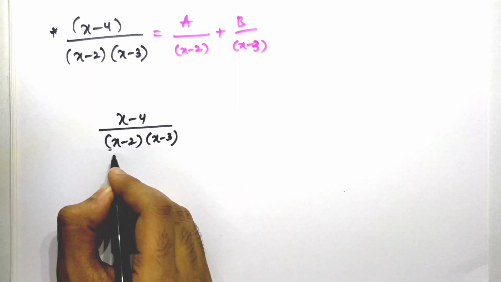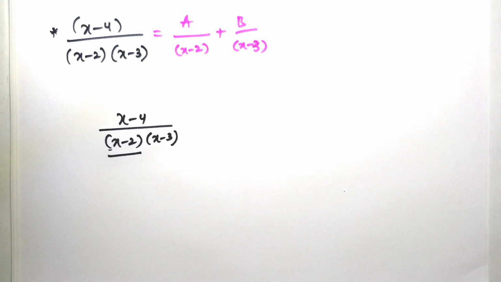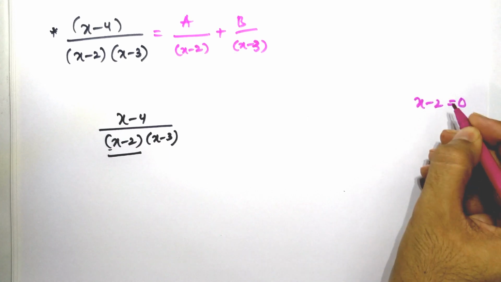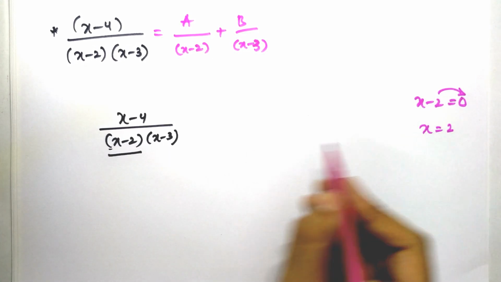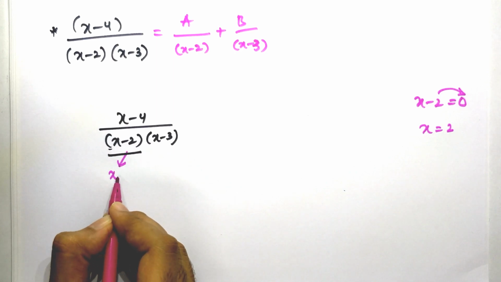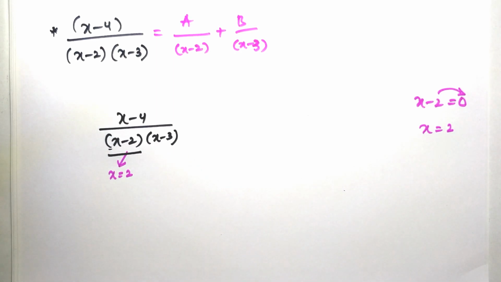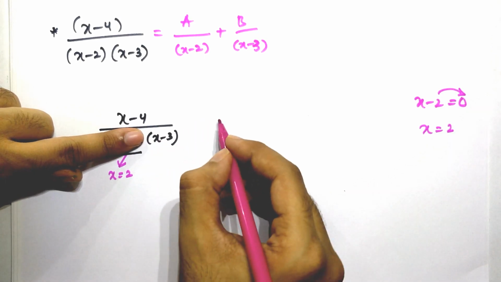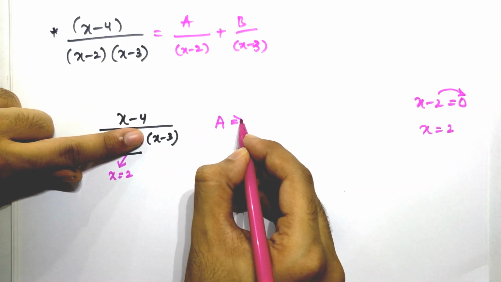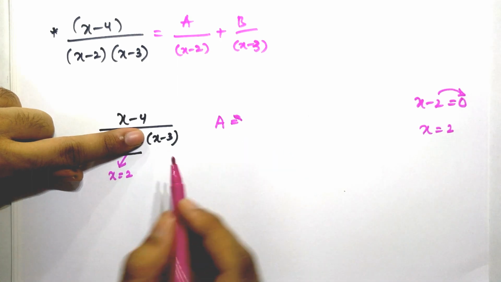First, equate this term to 0. So x minus 2 is equal to 0. When this minus 2 goes on the right side, it becomes plus 2. Means the first term is giving us the value x is equal to 2. Now hide this term and substitute this value in the leftover term. Upon substitution, you will get the value of a directly.